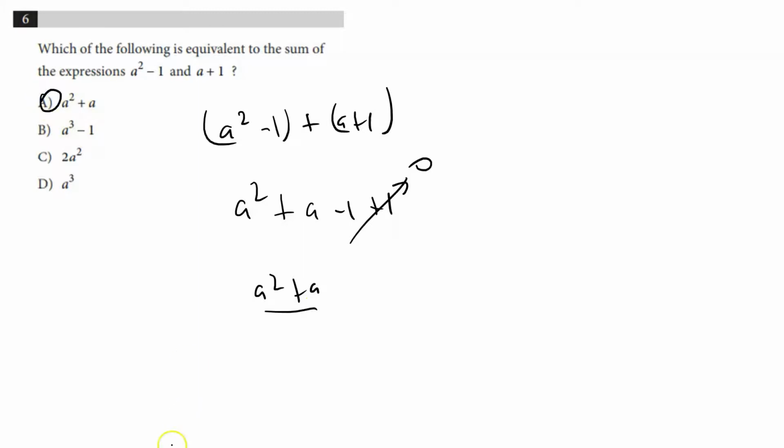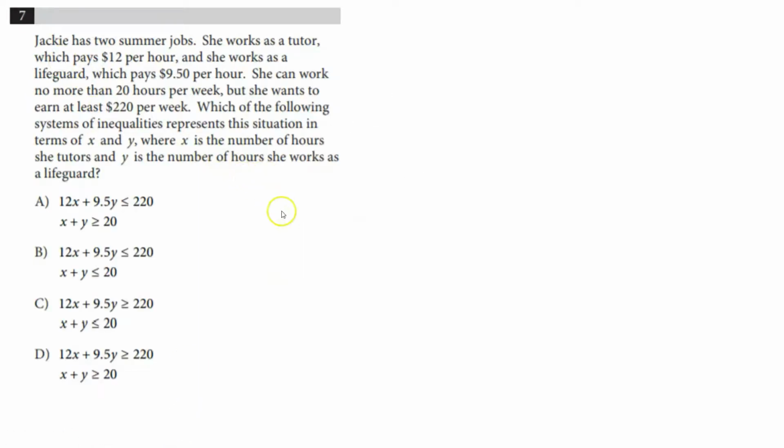Number 6 is A. Number 7. Jackie has 2 summer jobs. She works as a tutor, which pays $12 an hour, and she works as a lifeguard, which pays $9.50 an hour. She can work no more than 20 hours per week, but she wants to earn at least $220 per week. Which of the following systems of inequalities represents the situation in terms of x and y, where x is the number of hours she tutors and y is the number of hours she works as a lifeguard?